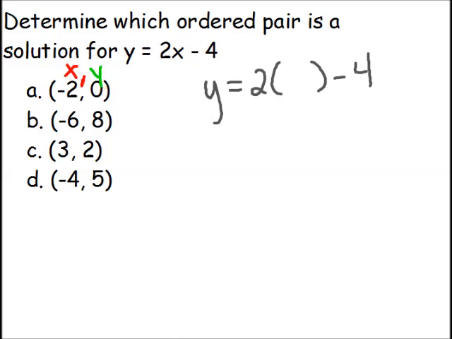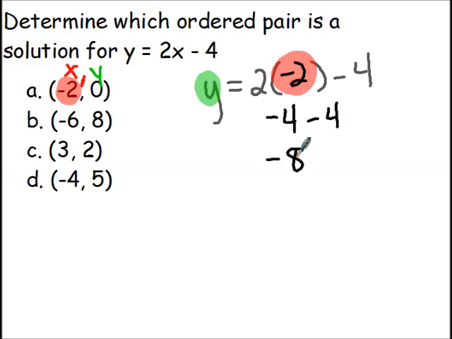Remember, they're in alphabetical order, so the first value is x and the second value is y. So will I get the y value of 0 when I put in the x value of -2? Let's find out. 2 times -2 is -4, and -4 minus 4 is -8. No, we should have gotten 0 if this was going to be true, and we got -8. So it is not answer choice A.